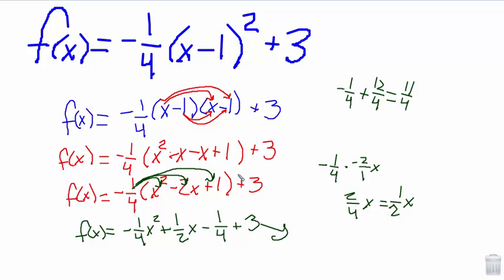So my problem, all I've done is I've taken this original problem, I've done some distributing, some more distributing, some simplification, and once I get it all the way simplified, I have my problem in standard form. And my problem in standard form is this one. F of x equals negative 1/4 x squared plus 1/2 x, plus, I think it's plus, right? Yep, plus 11/4.